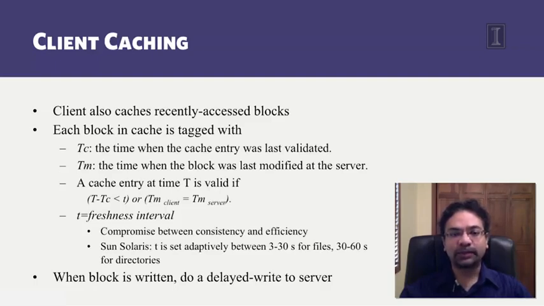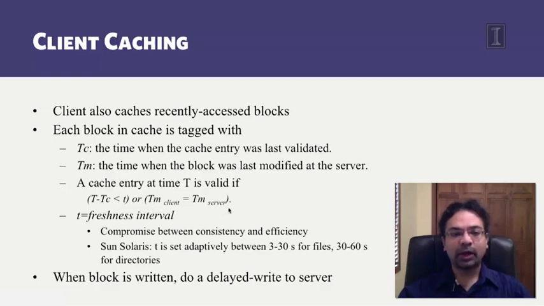TM, the time at which the block was last modified at the server. A cache entry at a given time t is said to be valid if the difference between t and TC is less than a small value of small t, or if the time at which the block was last modified at the server is the same as the timestamp that is maintained at the client. Okay, so if the second condition is true, essentially you're saying that the copy of the file or the block at the client is the same as the copy of the block at the server.